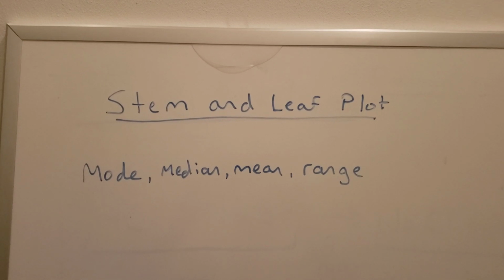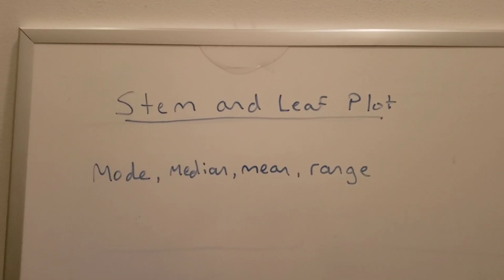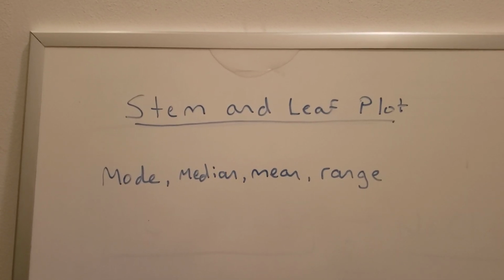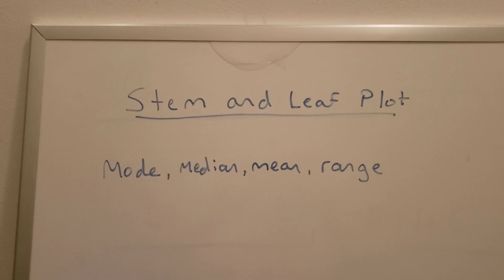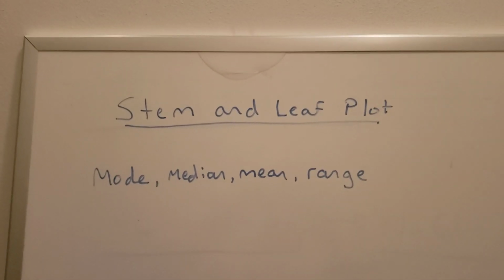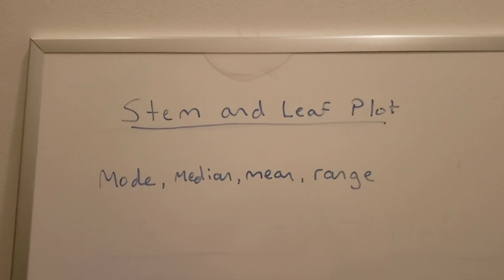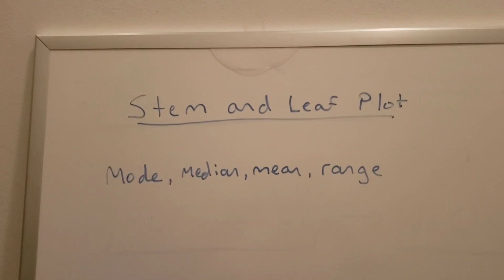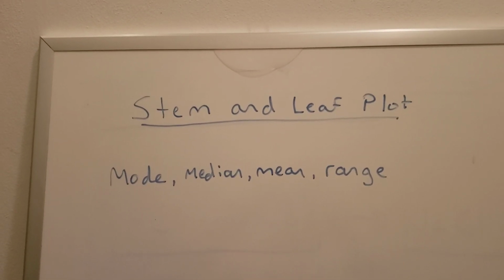Today we're going to talk about stem and leaf plots. Now stem and leaf plots are important in algebra because they can help you organize data and make it easier to find a mode, median, mean, and range. These things can be pretty tricky if you're just looking at a big stack of numbers, so it's nice to be able to organize them in a way to make it easier to find all four of these things.